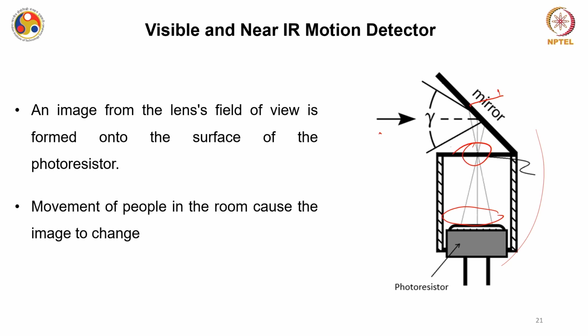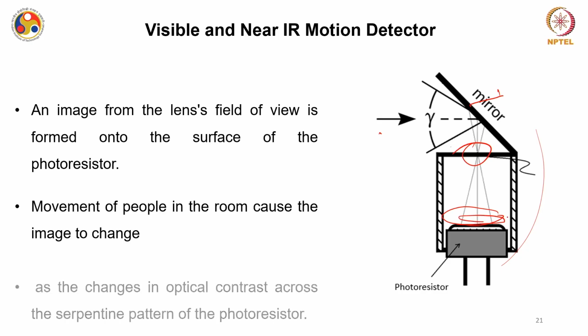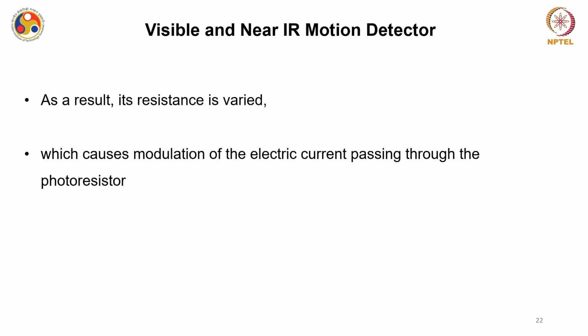Movement of the people in the room causes this image to change, and that's how it is detected, as a change in optical contrast across the serpentine pattern of the photoresistor. Usually the movement of people appears as a change in optical contrast, and based on that we can comment on its movement. Because this contrast is changing, of course since this is a photoresistor, its resistance will change, and when its resistance changes, it causes a modulation of the electric current passing through the photoresistor.